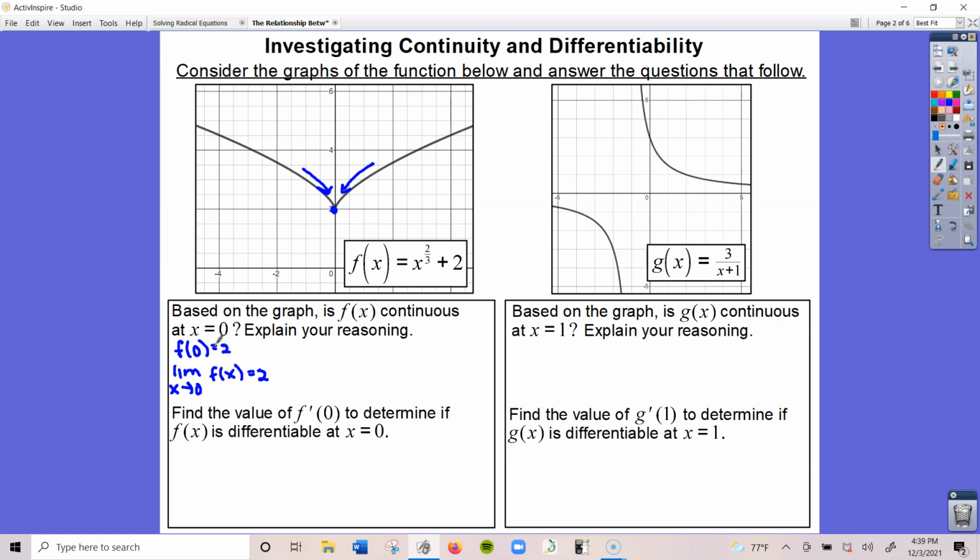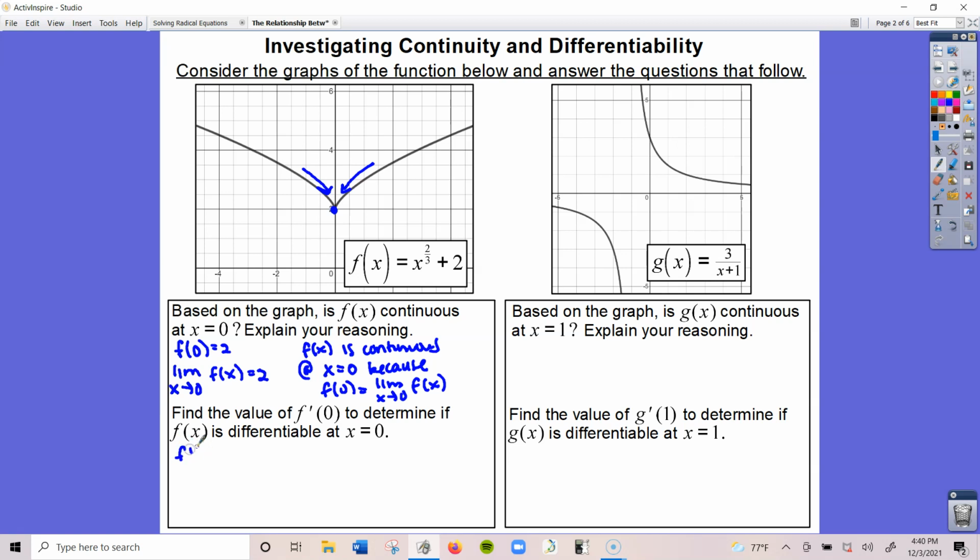So since these two things are equal, that means that the graph of f of x is continuous at x is equal to 0, and the reasoning would be f of 0 equals the limit as x approaches 0 of f of x. Now let's see if we can take that derivative, plug in 0, and see if we get a number. If we get a number, then it would be differentiable at x is equal to 0.